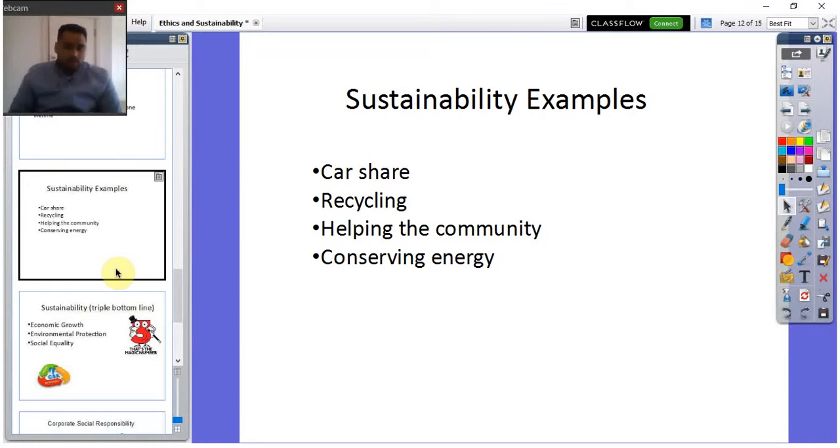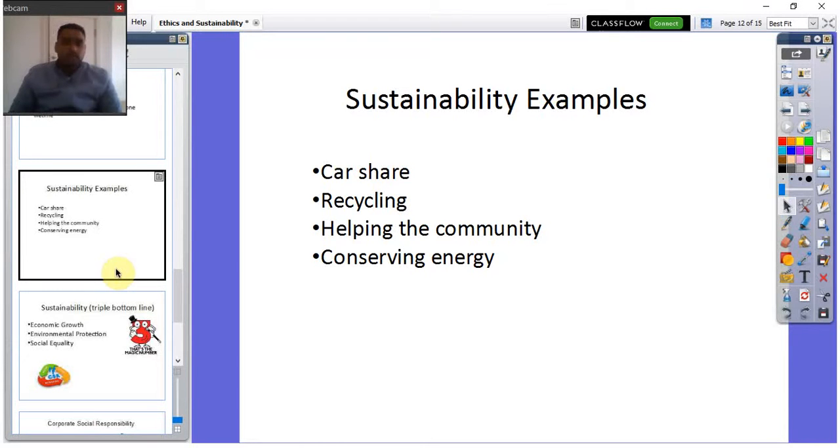So sustainable examples are car sharing: fewer resources being used, also less CO2 being injected into the environment, and therefore this is more sustainable. Recycling uses fewer resources, fewer products need to be created again, therefore this is sustainable because there's less resources being used up and less CO2 being emitted into the environment when new products are made.